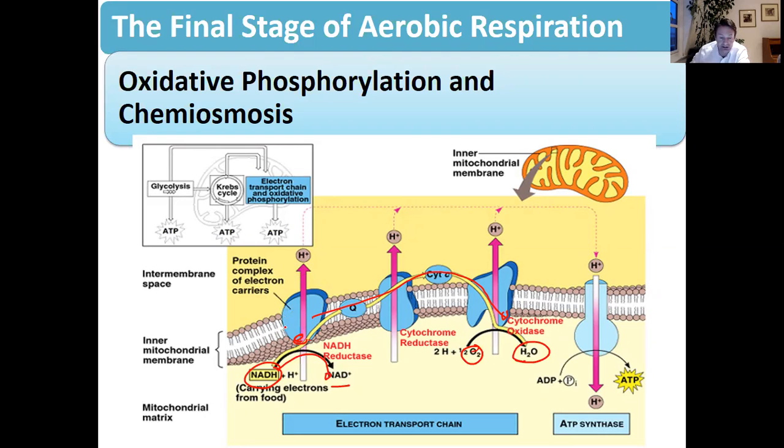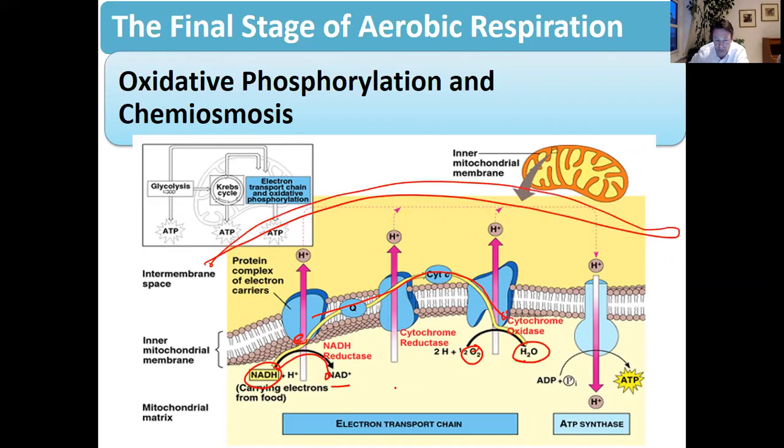The chain of carriers that are on the inner mitochondrial membrane, and remember there'll be another membrane out here, and this would be the matrix, and this would be the intermembrane space. The hydrogens are being moved against a concentration gradient. In fact, there are 10 times as many hydrogens in here. At the end of it, the hydrogens flow out, making ATP.